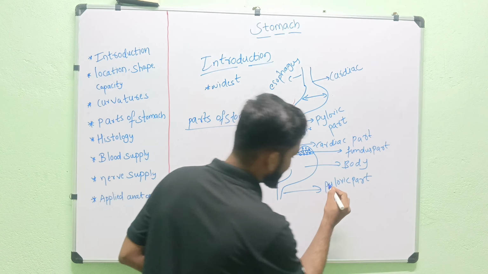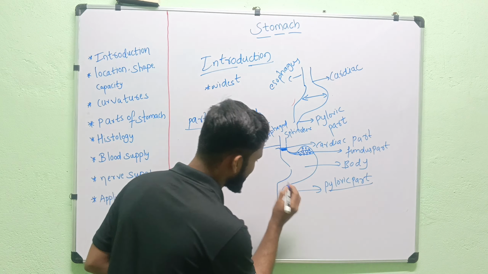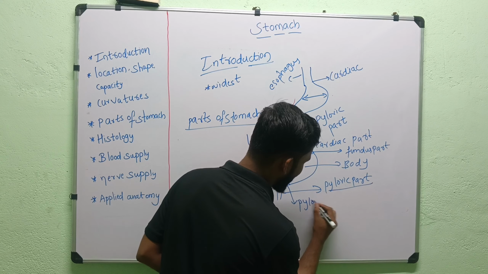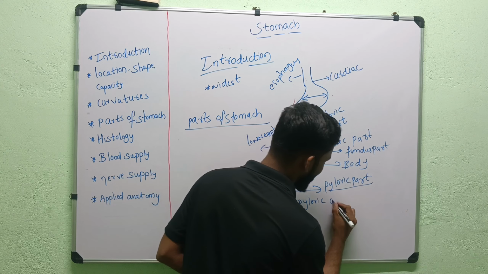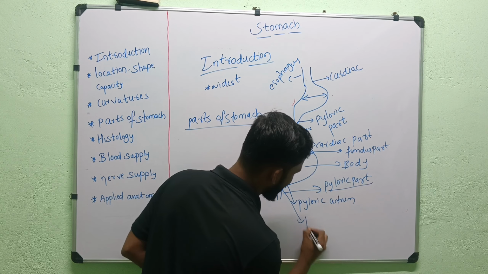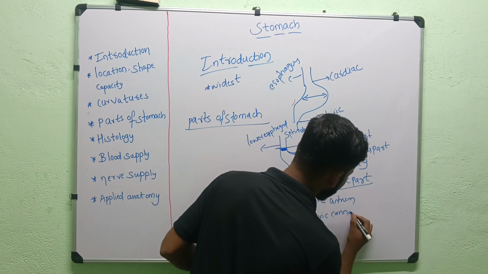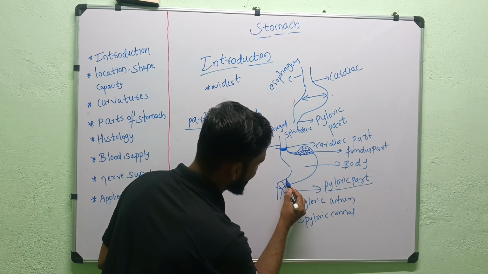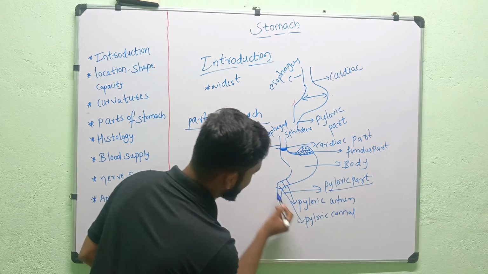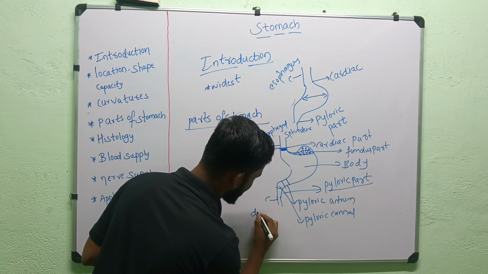And the last part is your pyloric part. The last part of your stomach is the pyloric part. It is divided into two parts. One is the pyloric antrum, and the second part is known as the pyloric canal. The pyloric antrum is connected with your stomach, and the pyloric canal is connected with your duodenum.